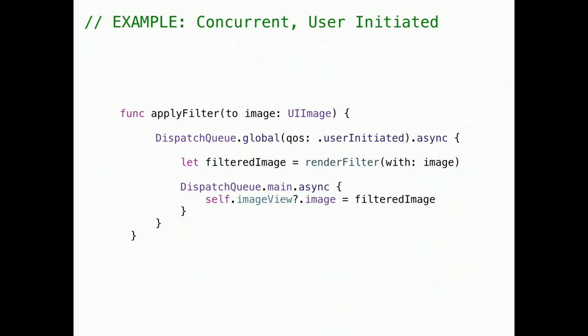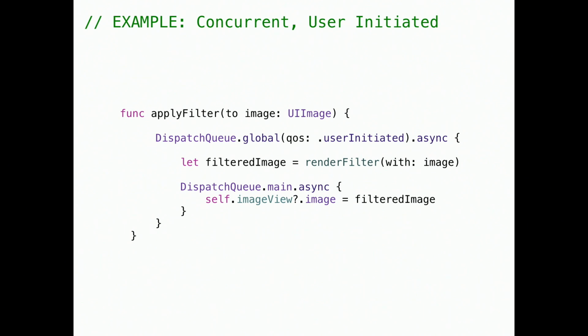Let's look at another example here. This is a concurrent user-initiated queue. In this case, we're imagining a scenario where we're applying some filter to an image. And we're going to imagine that that render filter function that we're calling right in the middle is a pretty expensive call. It's something that's going to take some time. So we don't want to lock up our UI. We would never do this on the main thread. So we're going to dispatch on one of these global queues with a quality of service of user-initiated.